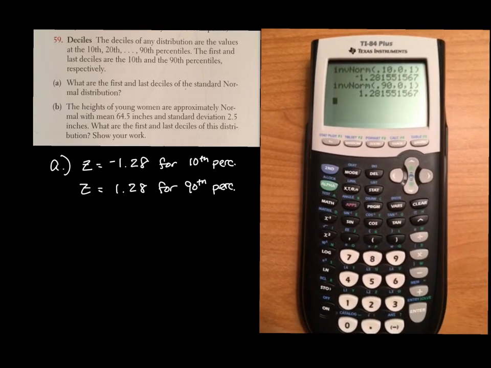Okay, now it says, for B, the heights of young women are approximately normal with a mean of 64.5 inches and standard deviation of 2.5 inches. What are the first and last deciles of this distribution? Show your work.